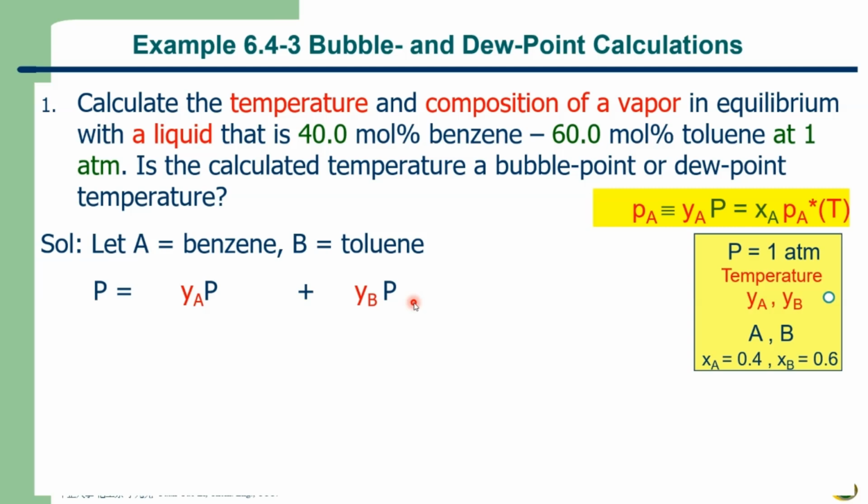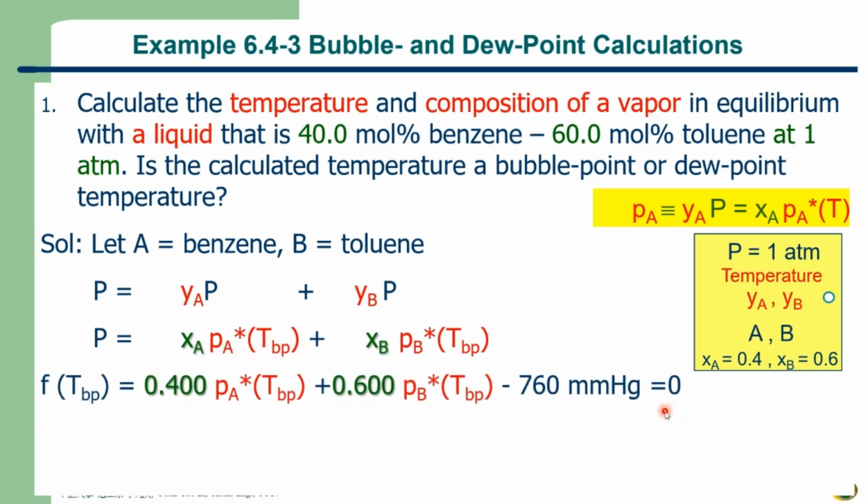And then what happened? You put this YA to become Dalton's law, right? This one becomes Dalton's law. Sorry, Raoult's law, Dalton's law, right? Raoult's law. So you move this to Raoult's law, replace this with Raoult's law. And then what you don't know is this one. So you need to do the trial and error.